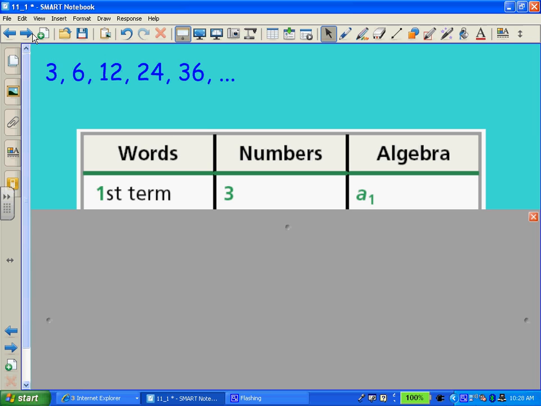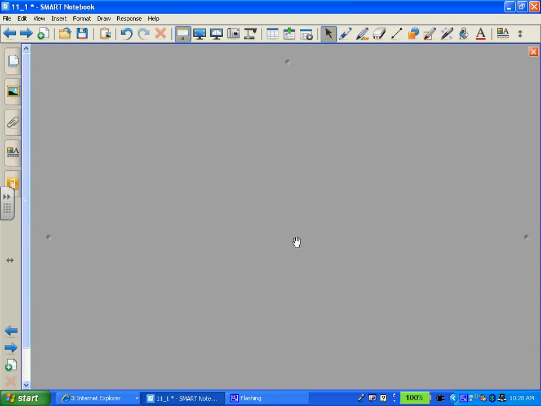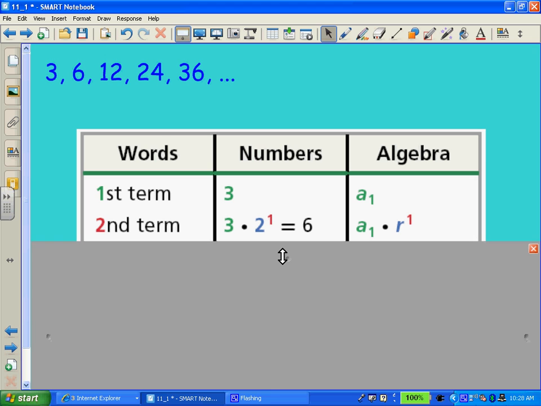Keep that in mind. Now, just like with arithmetic sequences, we wanted to be able to find any term in a geometric sequence. So again, we wanted to come up with some sort of equation that would allow us to find any term that we wanted to. So once again, I'm going to take you through this table to try to show you how did we get to this equation. So here's the sequence I'm going to talk about: 3, 6, 12, 24, 36. And remember, the first term is always called a sub 1, and in this one, my first term is 3.